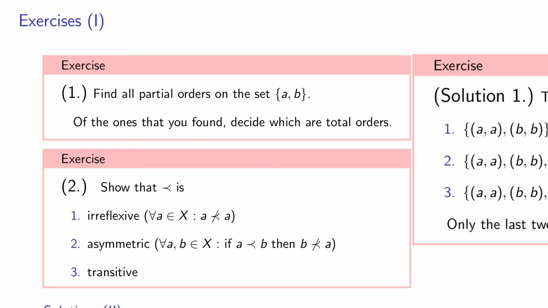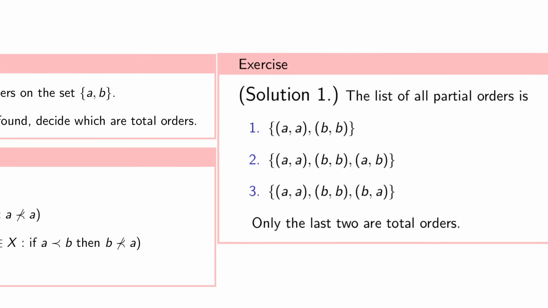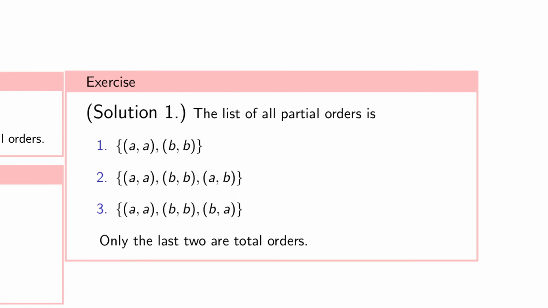So for this first exercise, we are going to find all partial orders on the set {A, B} and then decide which are total orders. For all partial orders, we have to satisfy reflexivity, but beyond that, you don't really have to have anything. And so this counts as a partial order, right? If you check antisymmetry and transitivity, they both hold in a kind of trivial way.